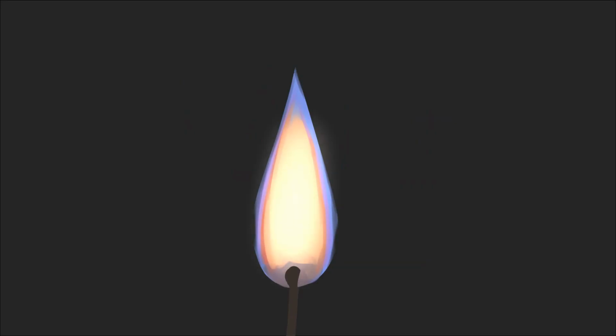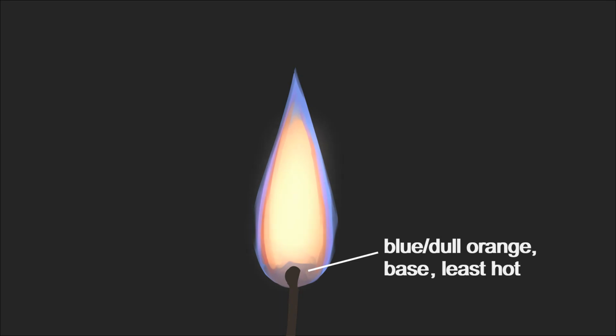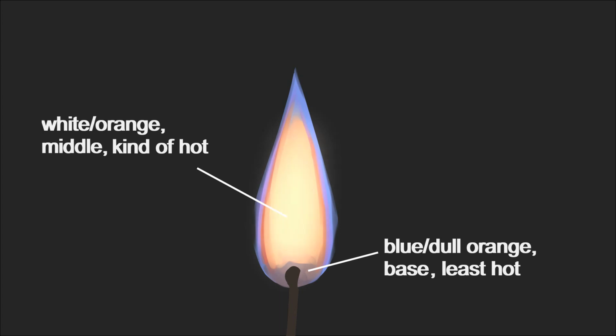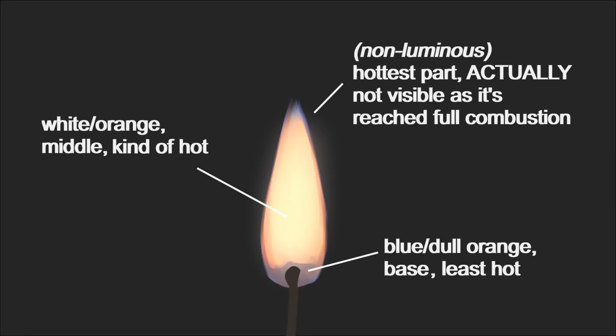In typical appearance, a flame includes blue or dark orange at the base, which is the least hot, whitish orange in the middle with a reddish outline, moderately hot. The hottest part of the flame is invisible to the eyes.